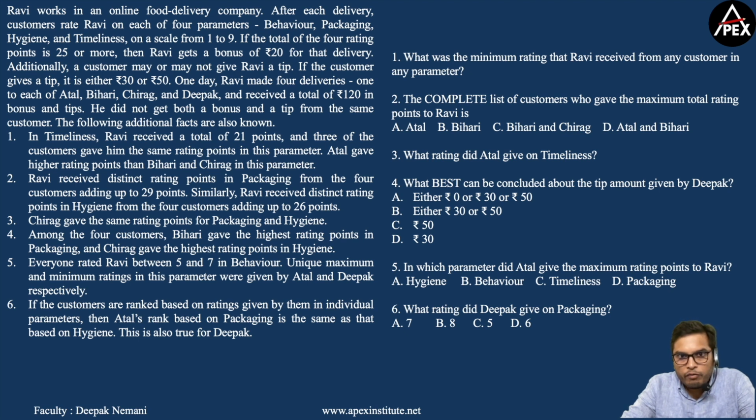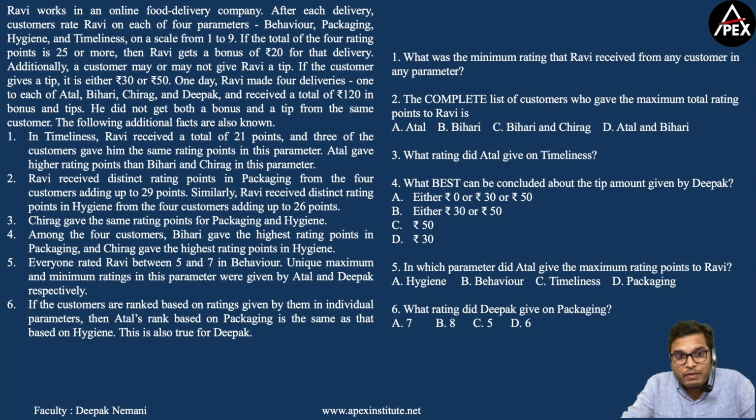One day, Ravi made 4 deliveries, one to each of Atal, Bihari, Chirag and Deepak, and received a total of ₹120 in bonuses and tips. He did not get both a bonus and a tip from the same customer. The following additional facts are also known. In timeliness, Ravi received a total of 21 points and 3 of the customers gave him the same rating points in this parameter. Atal gave higher rating points than Bihari and Chirag in this parameter.